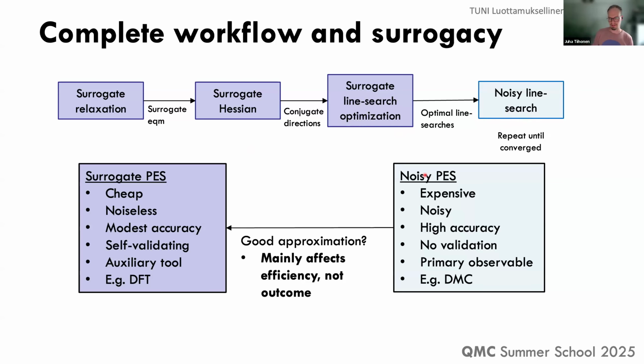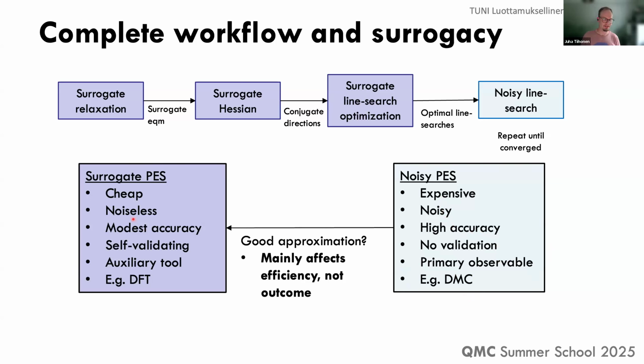And what is this noisy line search based on? Well, the noisy PES can be any stochastic formulation, and typically, if it's a stochastic formulation, it's expensive to evaluate in some sense. It's noisy, obviously. It has high accuracy, because why do it otherwise? We don't have a validation which is saturated. This is what we are after anyway, and DMC is a perfect candidate for this.